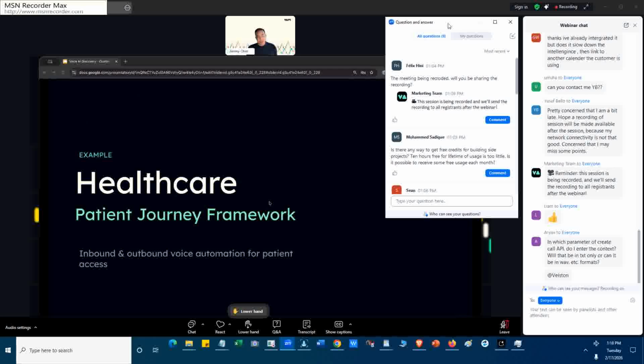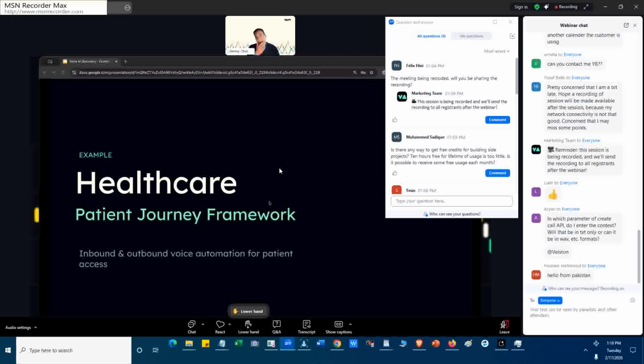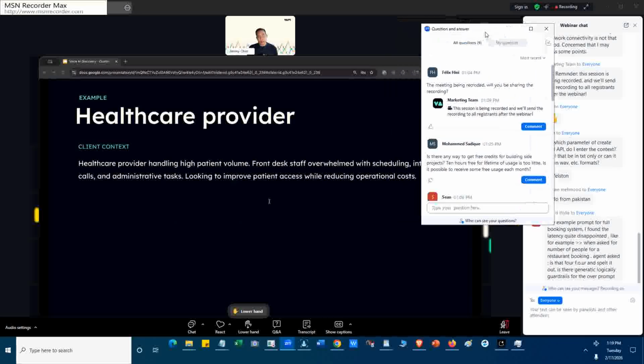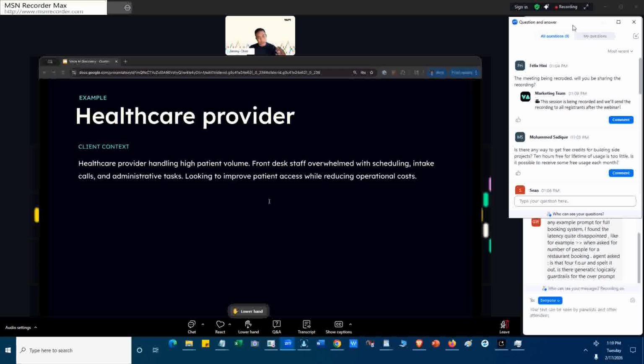The example I've chosen here is healthcare. This is top of mind for us, and in general, we hear a lot of customers working through these. The example is the patient journey that we're going to go through here, and this applies to, for example, clinics, health systems, or multi-location practices. So the scenario here is, let's say you have a multi-location healthcare provider with high patient volume. Their front desk staff are overwhelmed, constantly fielding intake calls, scheduling calls, admin questions, and then patients complain about hold times, and the staff is just burning out.